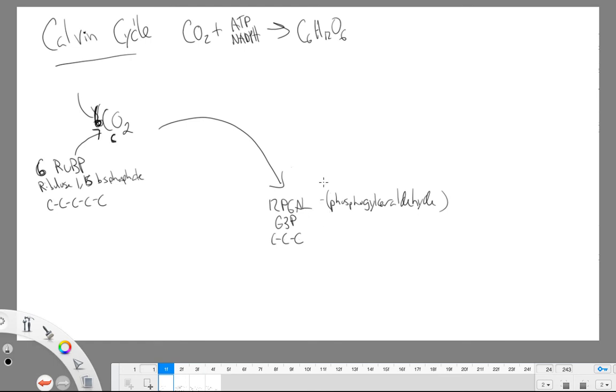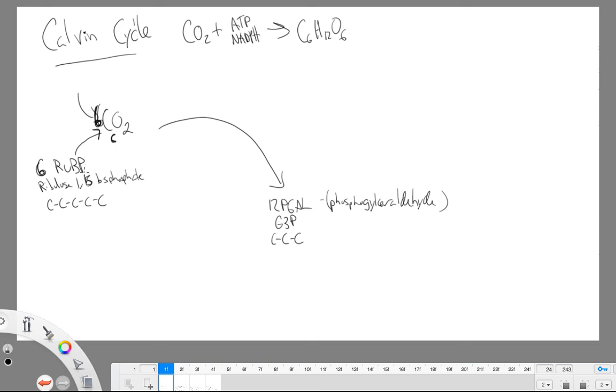So again, let's keep track of our carbons here. We had 6 one-carbon molecules, so this is 6 carbons total. And we had 6 five-carbon molecules, so 6 times 5 is 30. So we have 36 total carbons that are reacting with each other. And they're creating 12 three-carbon molecules. 12 times 3 is 36. So bing, all of our carbons are accounted for.